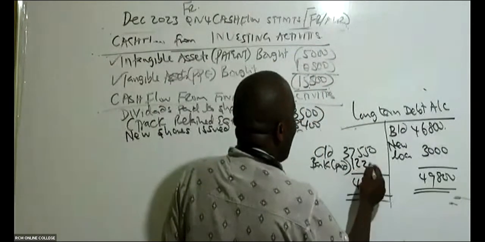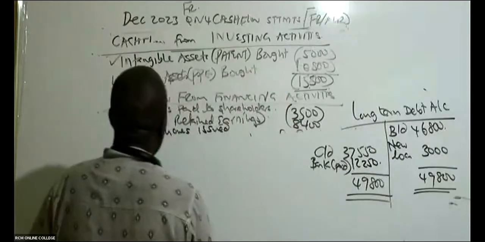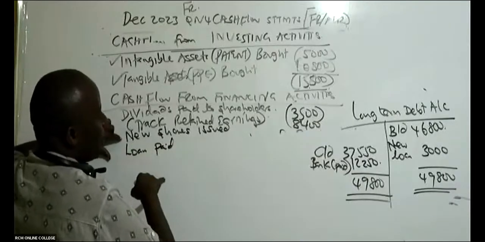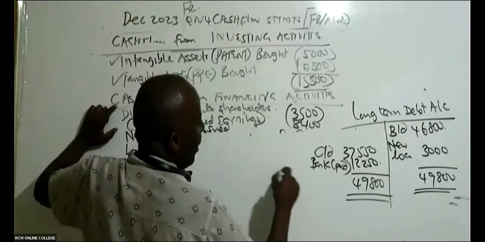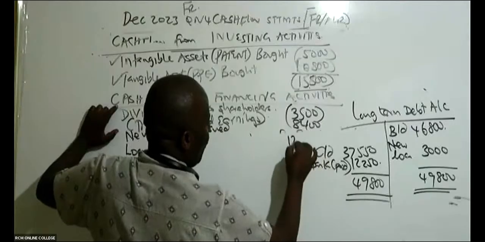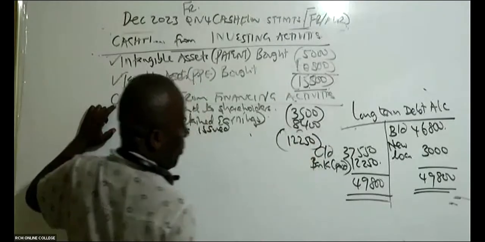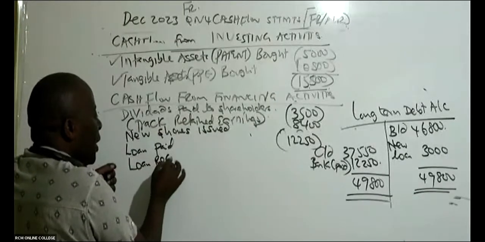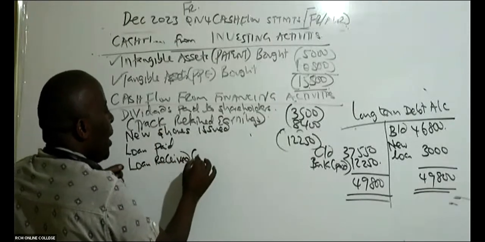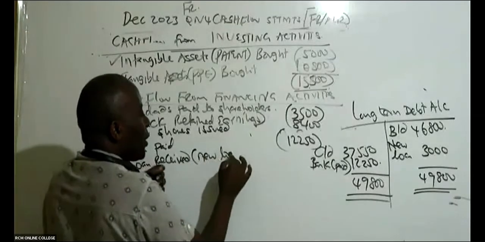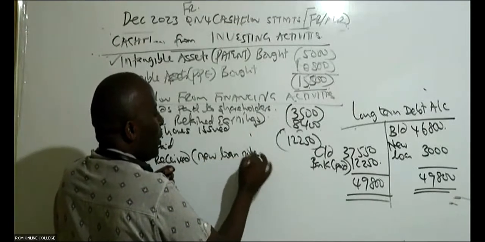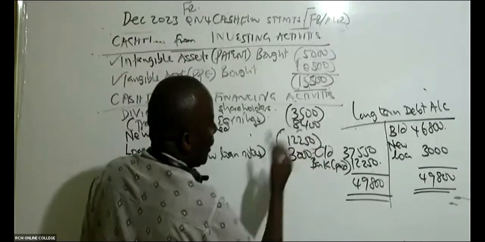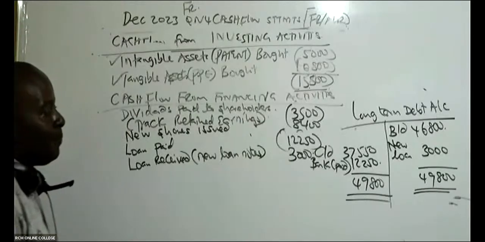Now here you have to be very, very careful. So in this case here we have loan paid. Loan paid in this case here is 12,250. So loan paid, of course, you put in brackets. But you see, we also received a new loan. Loan received because of new loan notes. This one here, so many guys will forget. So the new loan note gave us 3,000 like that.